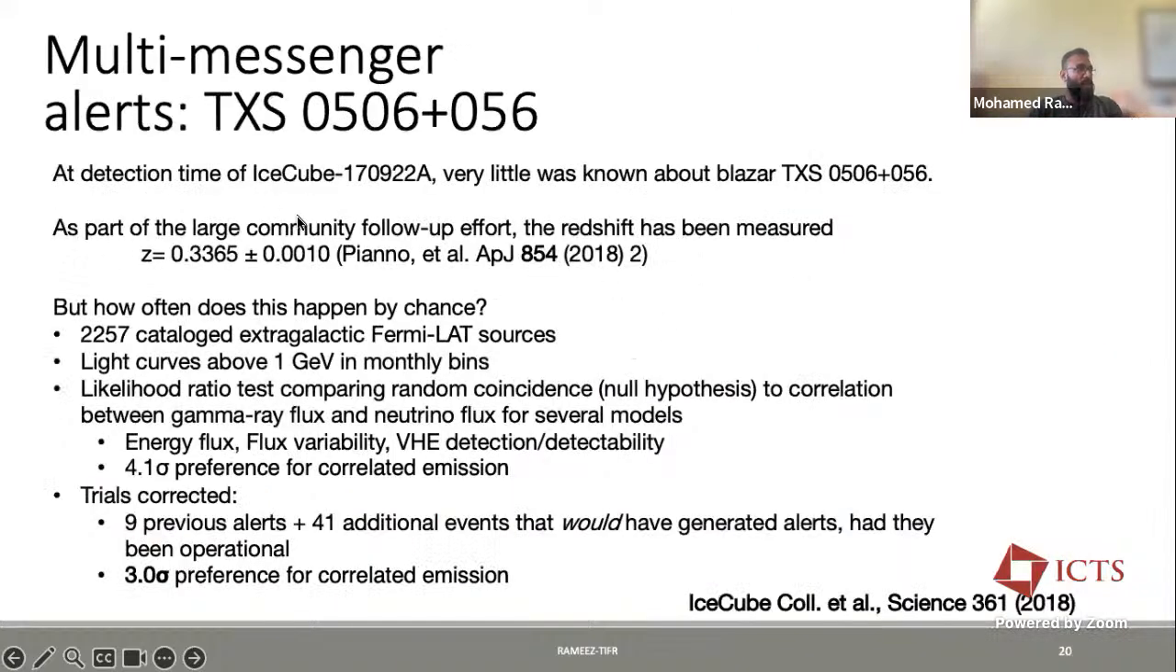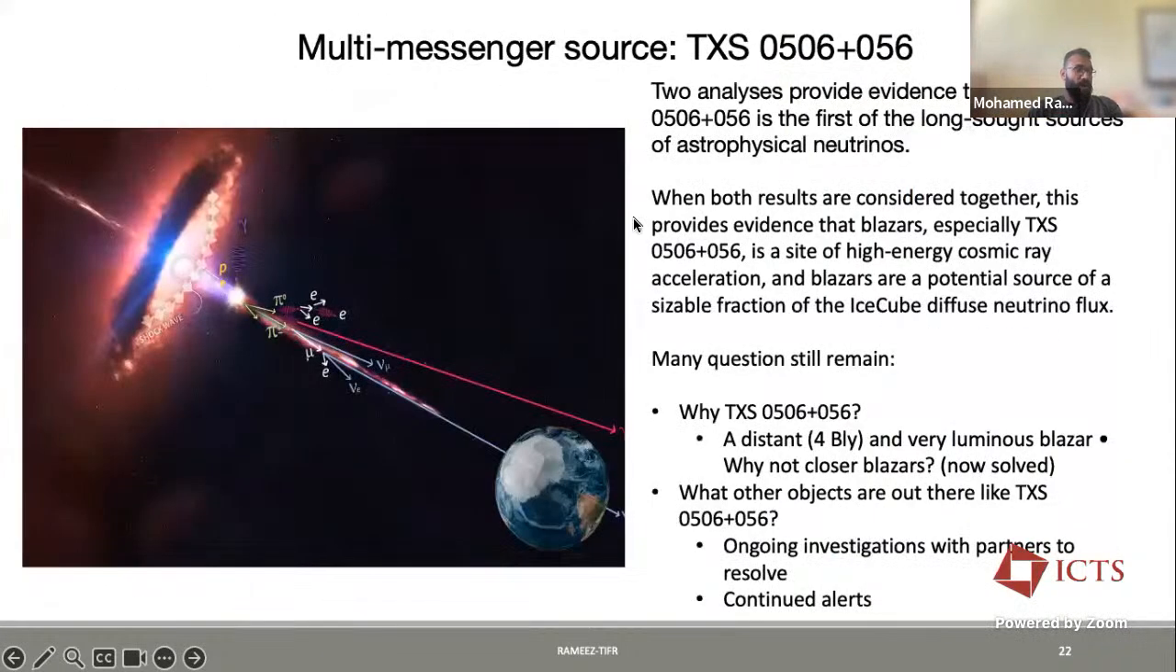And because of our alert and the excitement it generated, optical astronomers pointed a spectrograph at it and measured the redshift and so on. And it was found to be at a very high redshift of 0.33, which immediately raised the question, why is the first extragalactic source of neutrinos we are seeing so far away in the universe? Because this is a blazar.